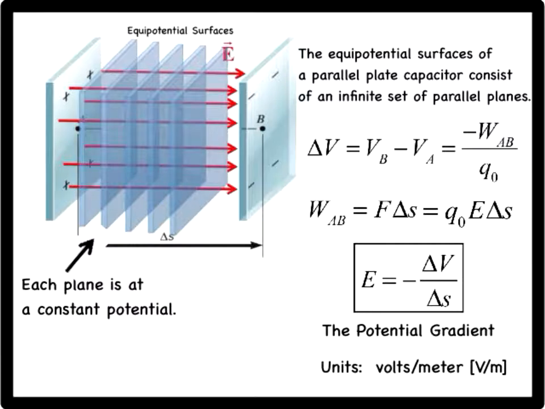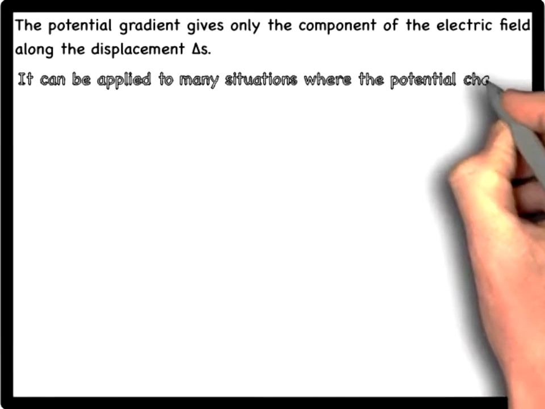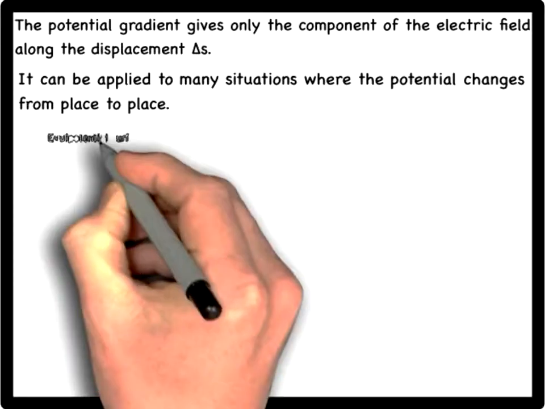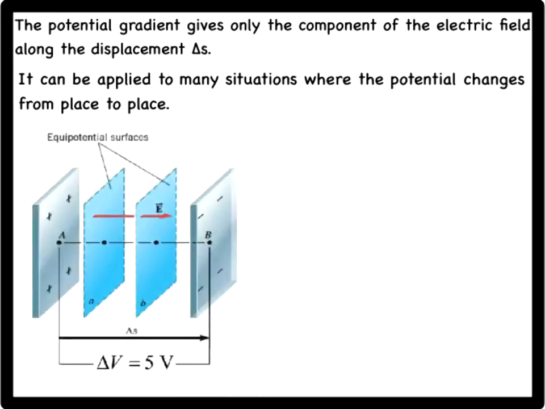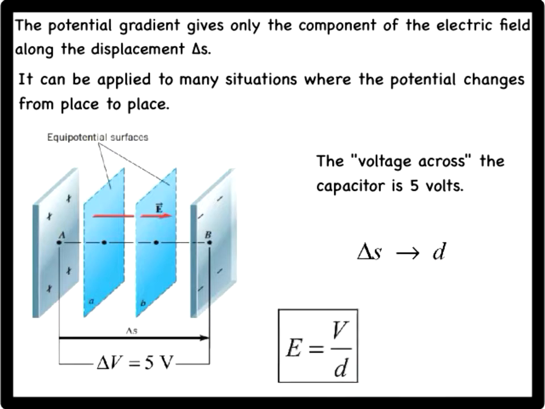In general, the relationship above gives the component of the electric field along the displacement delta S, where the potential changes from place to place, and this can be applied to a wide variety of situations. For the parallel plate capacitor, if the potential difference between the plates is 5 volts, it is customary to say the voltage of the capacitor is 5 volts. In addition, we often represent the distance between the plates delta S as D, so that the electric field is equal to V over D for the parallel plate capacitor.